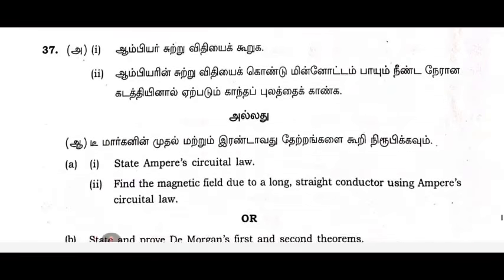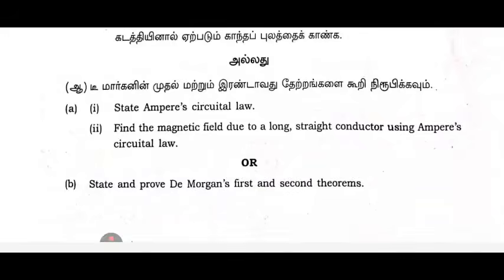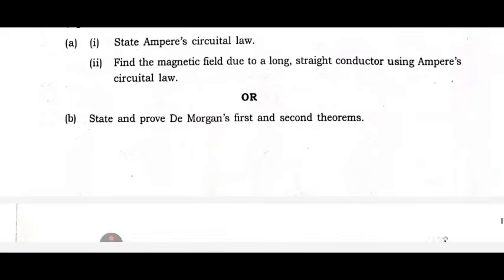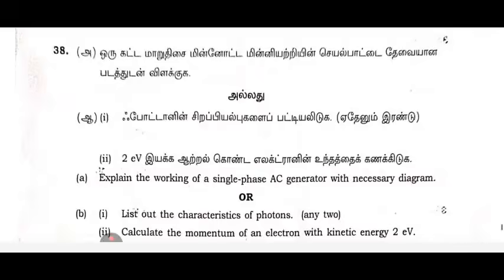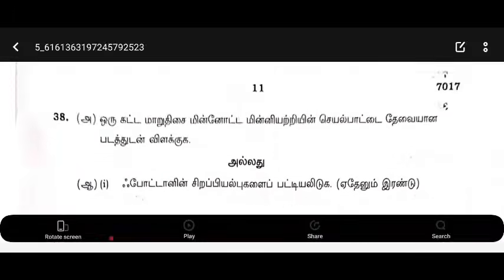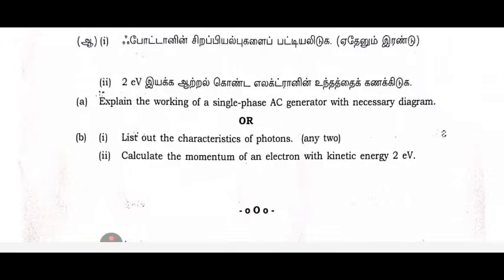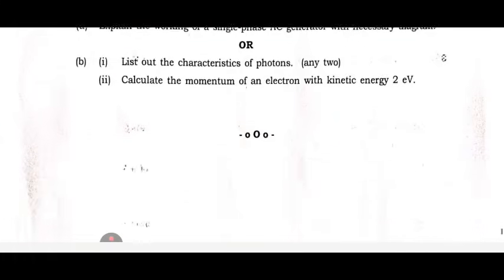37 A, state Ampere's circuital law. Second question, find the magnetic field due to a long straight conductor using Ampere's circuital law. Or B, state and prove De Morgan's first and second theorems. Very important questions. Next 38 A, explain the working of a single phase AC generator with necessary diagram. Or B, list out the characteristics of photons, any two. Second question, calculate the momentum of an electron with given kinetic energy.